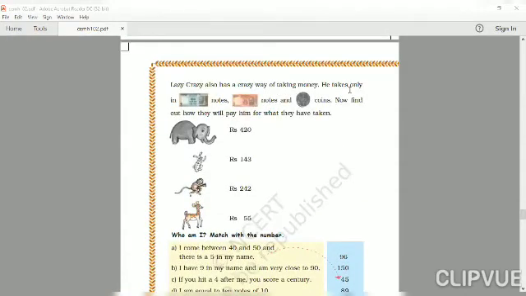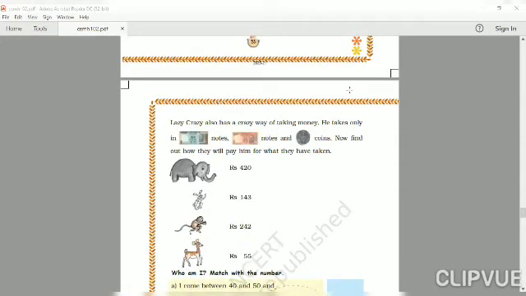Now talking about page 24, which some students find difficult. So let's solve this problem. Let's see what is given here. Lazy Crazy also has a crazy way of taking money. He takes only 100 rupee notes, 10 rupee notes and 1 rupee coins. Now find out how they will pay him for what they have taken.